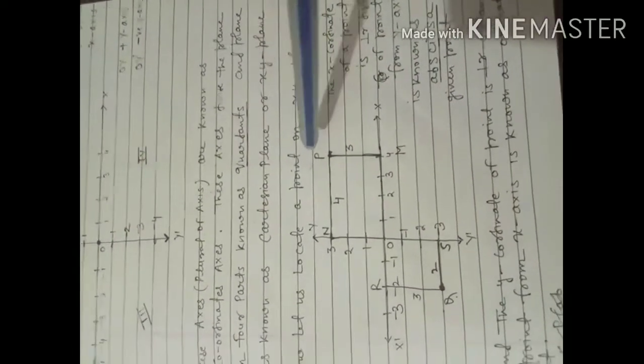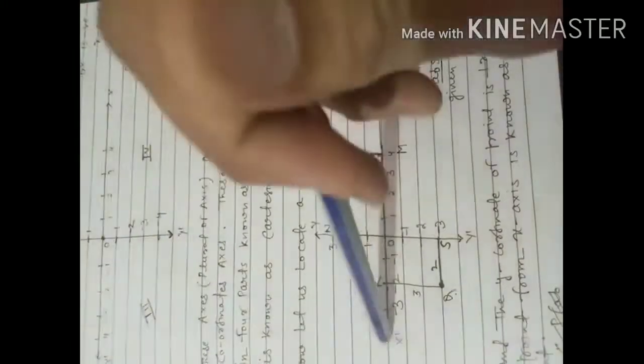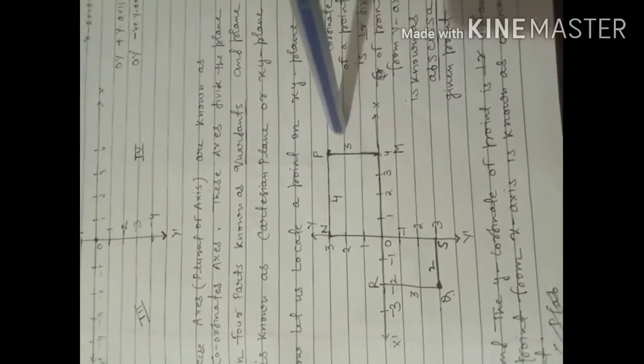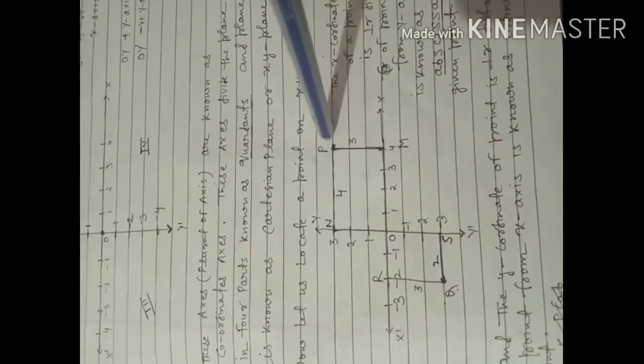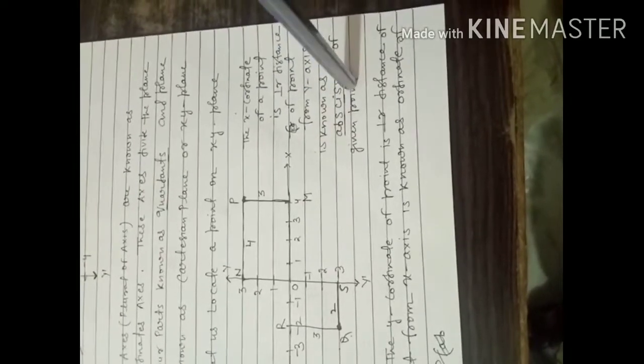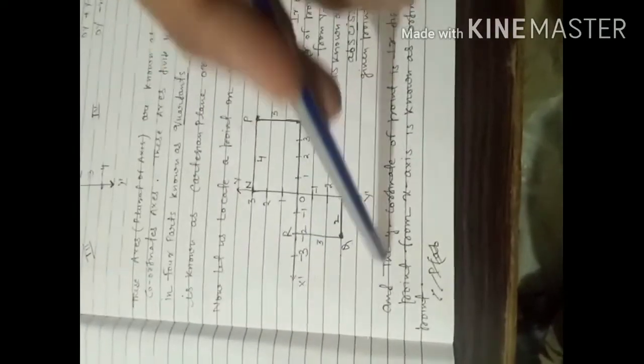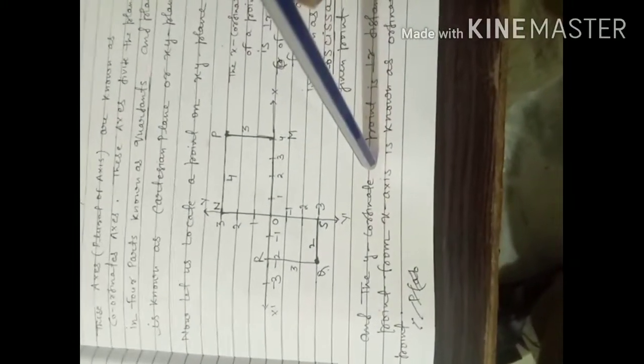I am repeating, the perpendicular distance from a point to the x-axis is known as the ordinate of the point, and the perpendicular from the point to the y-axis is known as the abscissa. Similarly, you can read here, I have written already, the x coordinate of a point is the perpendicular distance of the point from the y-axis, known as the abscissa of the given point. And the y coordinate of the point is the perpendicular distance of the point from the x-axis, known as the ordinate of the point.